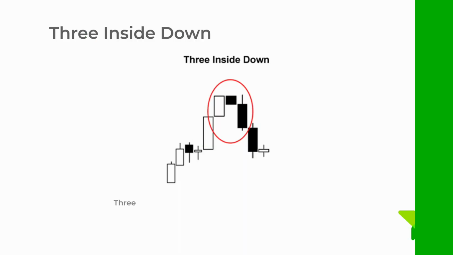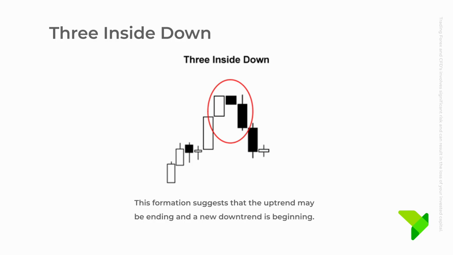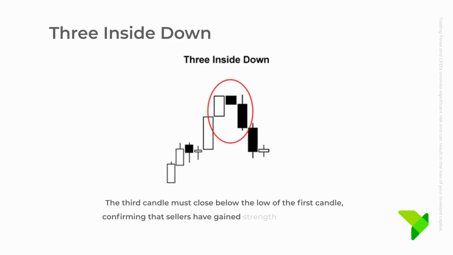3 inside down is a candlestick pattern that indicates a potential trend reversal at the top of an uptrend. This formation suggests that the uptrend may be ending and a new downtrend is beginning. The first candle is a long, bullish candlestick located at the top of the uptrend. The second candle should decline to at least the midpoint of the first candle. The third candle must close below the low of the first candle, confirming that sellers have gained strength over the uptrend.